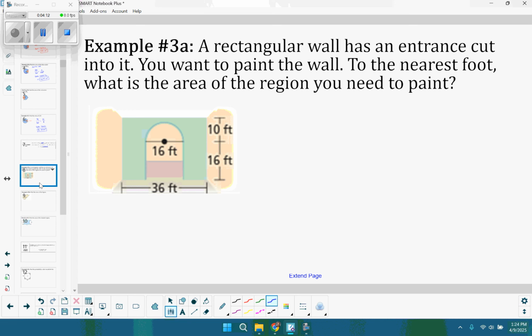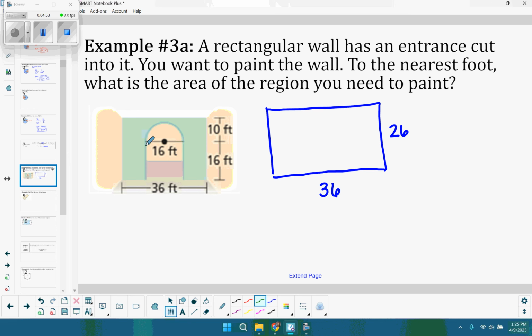For example 3a, it says a rectangular wall has an entrance cut into it. You want to paint the wall. To the nearest square foot, what is the area of the region you need to paint? So we're dealing with one big rectangle. That's the wall. If I was painting the whole wall without the opening cut into it, I would just find the area of the shape, which would be 36 long by, putting together the 10 and the 16, 26 high. So this rectangle would just be the whole wall, including the cut open part. But I'm not going to paint the cut open part, so I need to take it away.